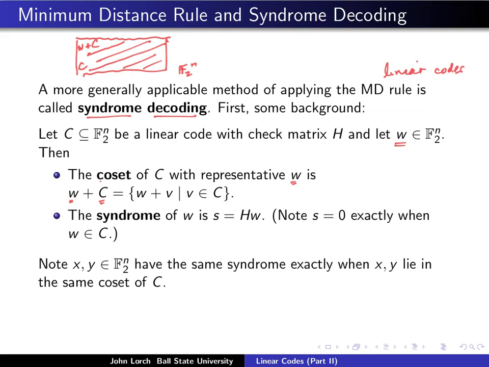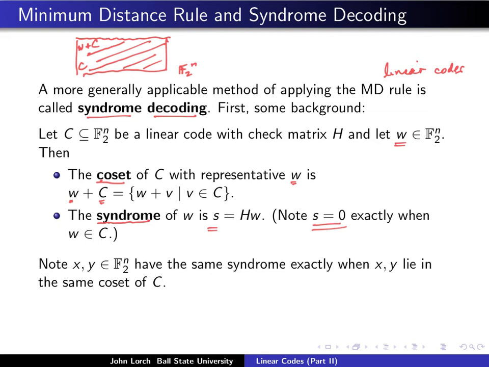And then we have this idea of a syndrome. So a syndrome is obtained when you take your string W and you multiply by H on the left. Now, when the syndrome is 0, the 0 vector, that happens exactly when W is a code word. Okay, so we have this little note at the bottom that says that X and Y will have identical syndrome exactly when X and Y lie in the same coset of C.